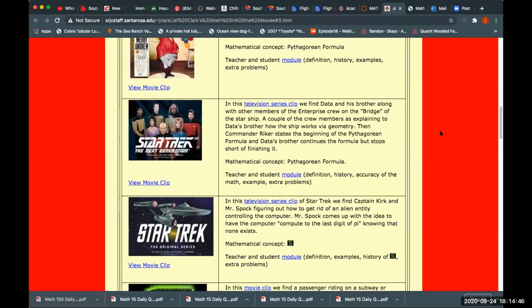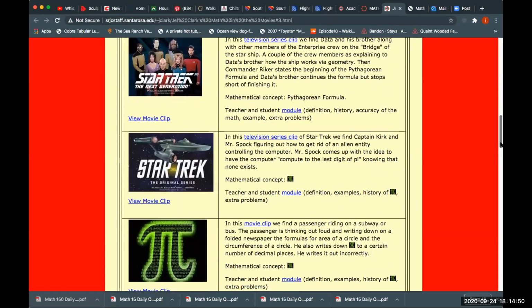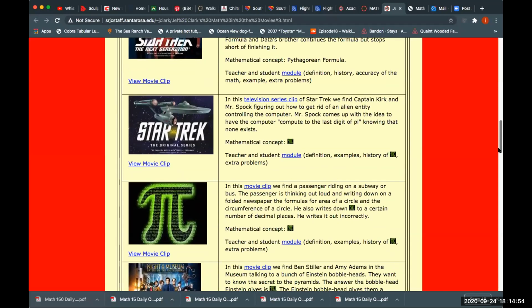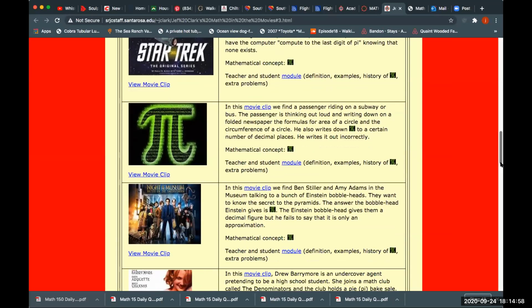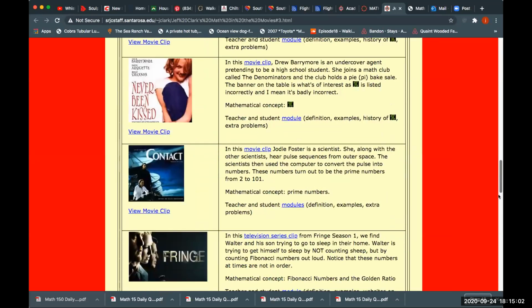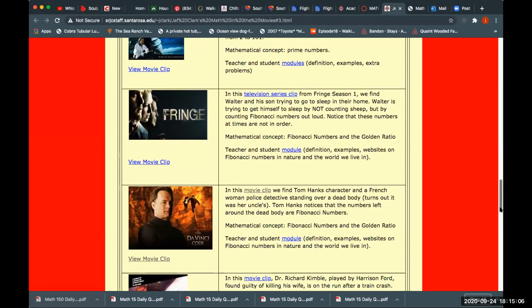Prime. Oh, this is Pythagorean formula. I think contact. Yeah, contact's one of it. I got it there. I'm looking at maybe some other new ones. Pi, this about pi and pi and pi, lots of pi stuff. Prime numbers. Okay, there's contact. Fibonacci numbers.